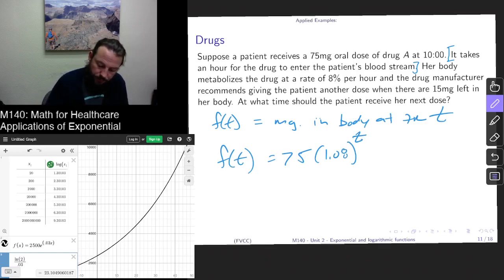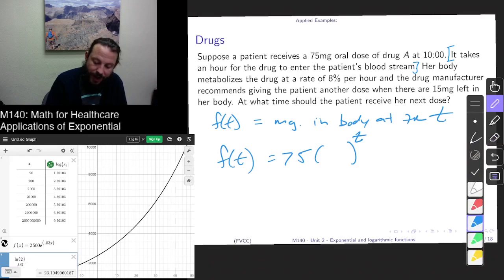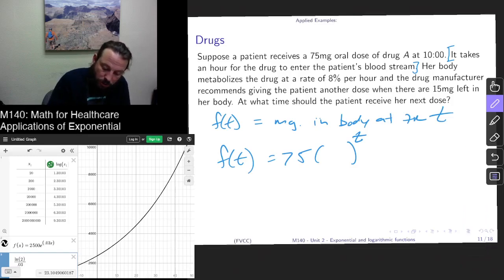Oops. What did I do wrong there? Not 1.08. That would be growth. This is decaying. The drug metabolizes, another reason to say that it's leaving the system. So this should be 1 minus 0.08, which is 75 times 0.92 to the t.